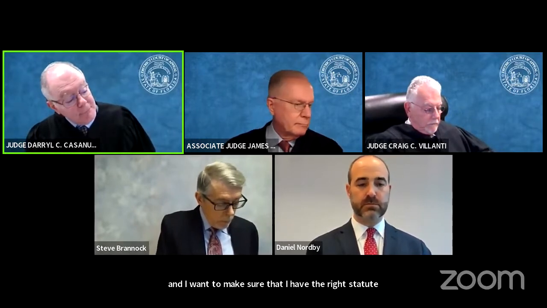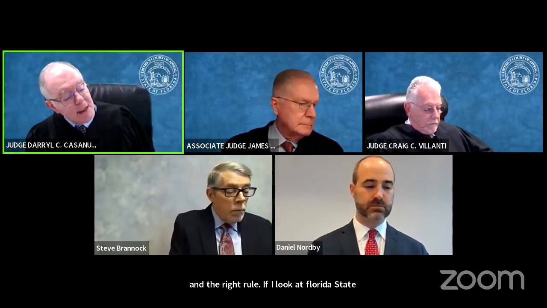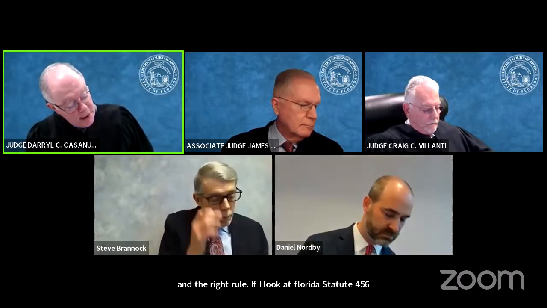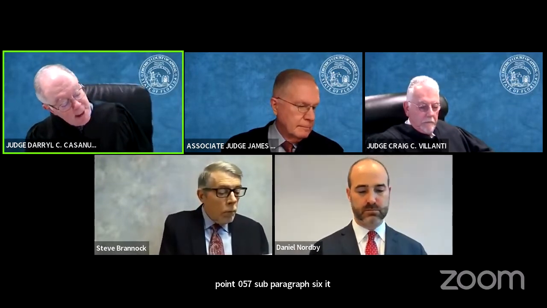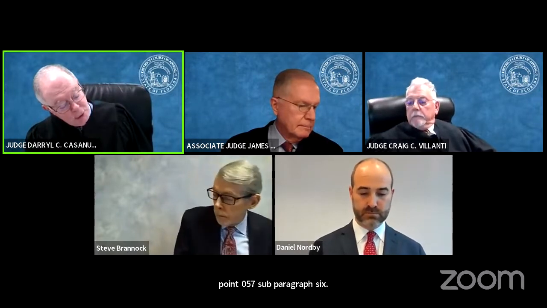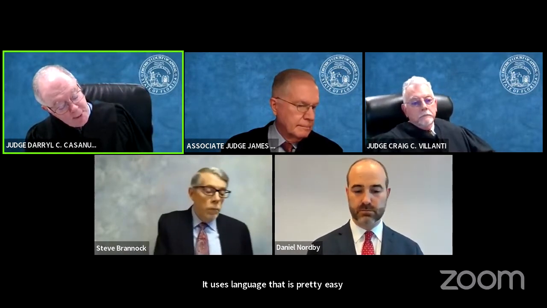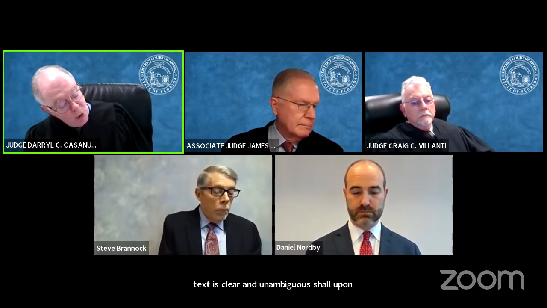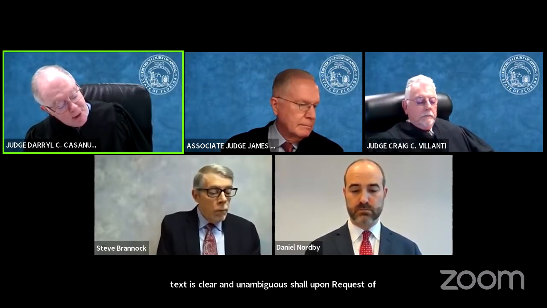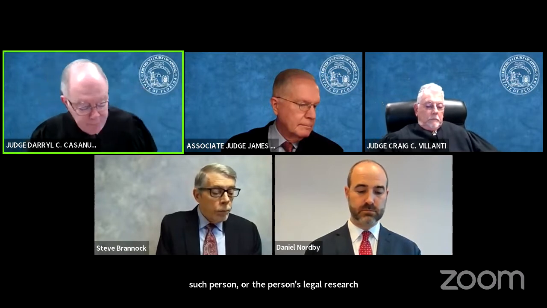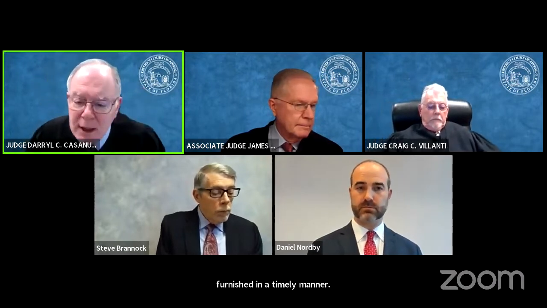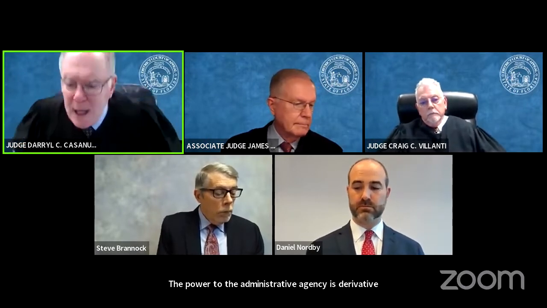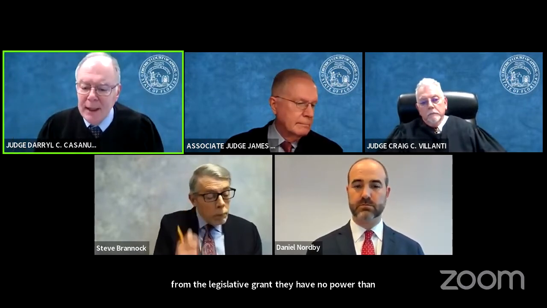If I look at Florida statute 456.057, subparagraph 6, it uses language that is pretty easy to interpret. The text is clear and unambiguous. "Shall, upon request of such person or the person's legal representative, furnished in a timely manner." The power to the administrative agency is derivative from the legislative grant. They have no power themselves to promulgate regulations.